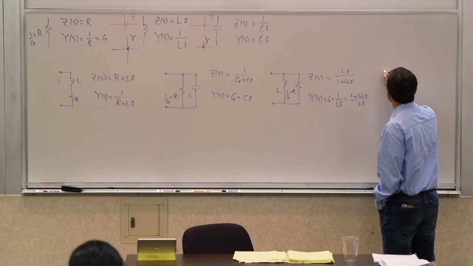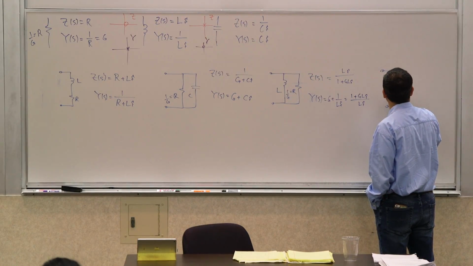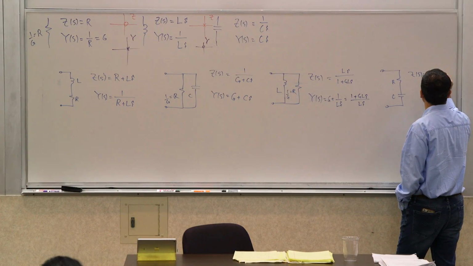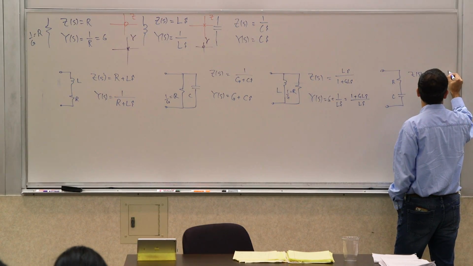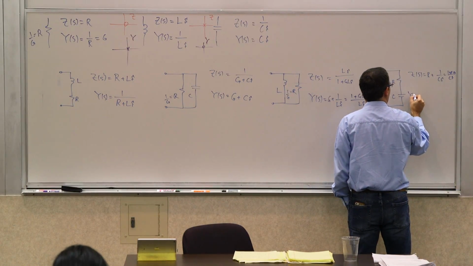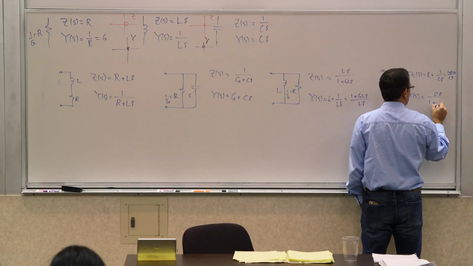Capacitor in series, exactly, right? So you have a resistor and a capacitor in series, R and C. So the impedance here, Z of S, is going to be R plus 1 over CS, which you can write as 1 plus RCS over CS. And then Y of S is going to be 1 over that, which is CS over 1 plus RCS.